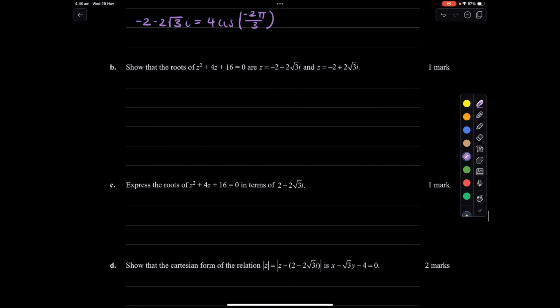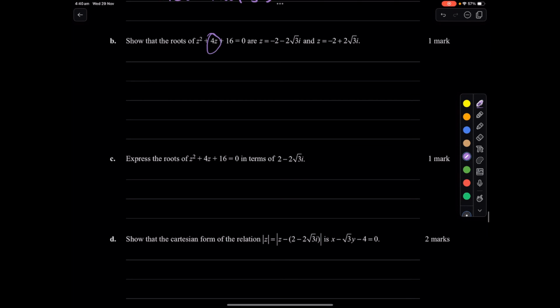Okay, the easiest, quickest way is using the quadratic formula or just complete the square. So I'm just going to complete the square because this 4 is nice and easy to use to complete the square. For example, I'll just say, so z squared plus 4z plus 4 minus 4 plus 16 equals 0. So not x, z plus 2 squared plus 12 equals 0. So z plus 2 squared is negative 12.